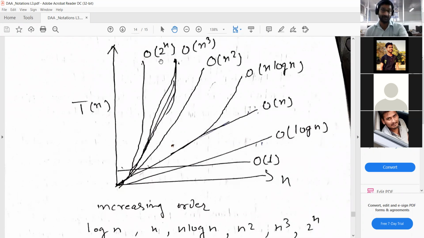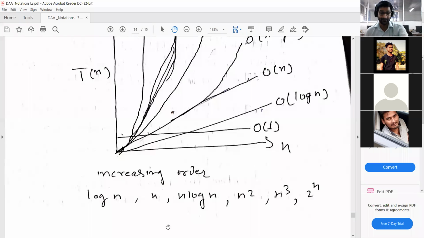2 to the power n तो exponential हो गया ना, ठीक है, 2 to the power n. So this is the increasing order. If you move from left to right, this shows the increasing order.